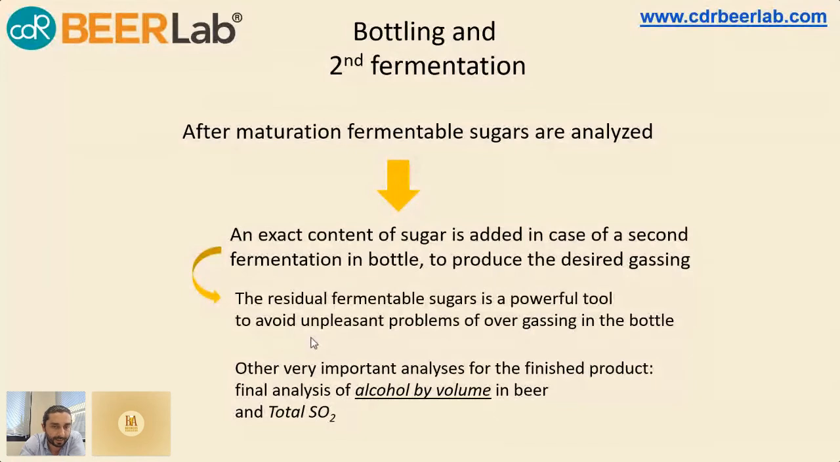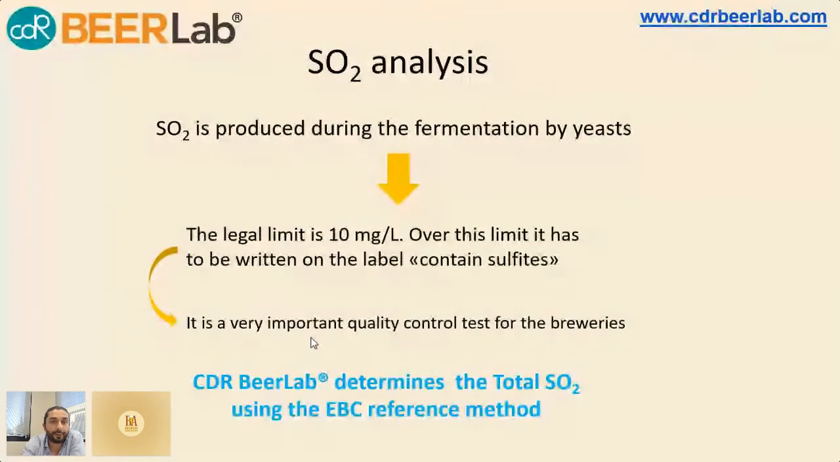Of course, at the end, you can run an alcohol analysis, and you can also run a total SO2 analysis, which are both important tests. The SO2, another important analysis. The SO2 is produced during the fermentation by yeasts. There is a legal limit. So here again, in 2 minutes, you can have the results. Of course, you have to degas the sample, and after that you can run the analysis. And again, here we are using the EBC method, which is practically equivalent to the American method.